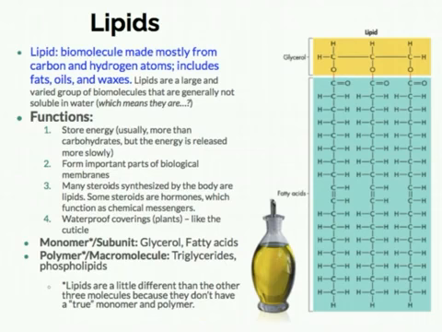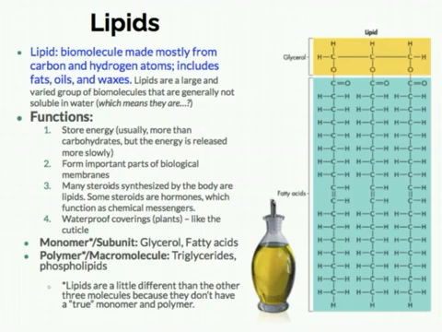So if you're thinking to yourself, either hydrophobic or nonpolar, you are correct. So a few functions: lipids store energy, and usually they contain more energy than carbohydrates, but that energy is released more slowly. They form important parts of biological membranes. Many steroids synthesized by the body are lipids, and some steroids are hormones, which function as chemical messengers.